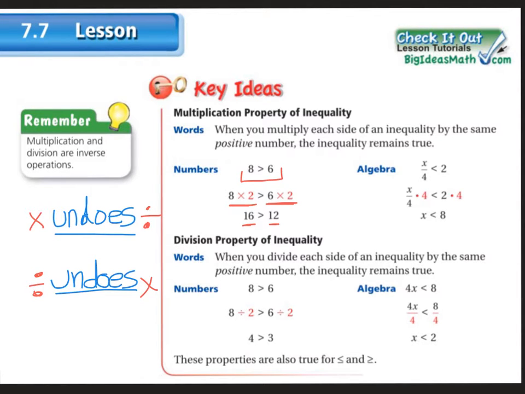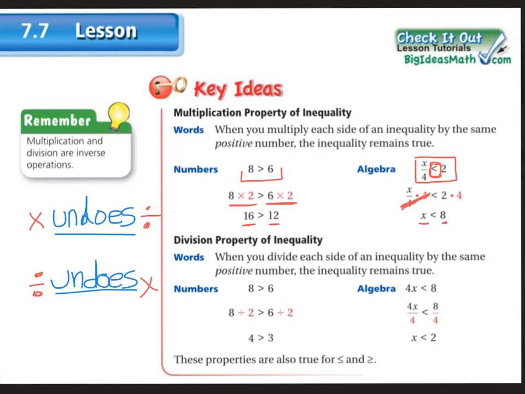All right, so right here we can look at this example. We're dividing x by 4 to give us less than 2. So to undo this dividing by 4, we multiply each side by 4. These 4's cancel out, so we get x is less than 8. Notice that we're just leaving the inequality symbol alone. But really, this is just a review of what we've already done.